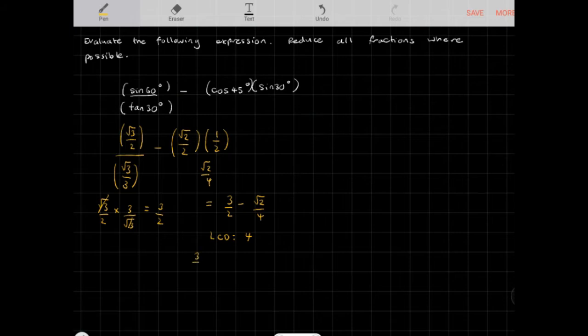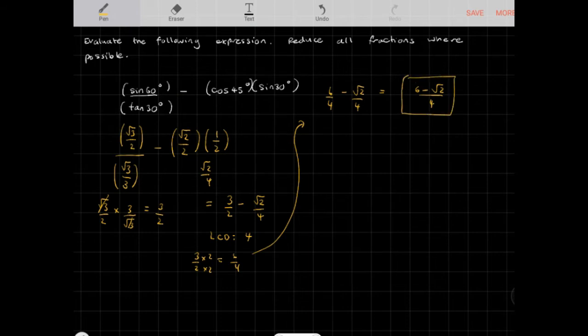So what I'm going to do here is multiply this by 2 and this by 2. So you get 6 over 4. And then you basically get 6 over 4 minus square root 2 over 4. And you could just leave your answer like this, right? We're trying to make sure that we have proper form where we simplify our fractions as much as possible and that the denominator doesn't have a radical. So this is our final answer to that question.